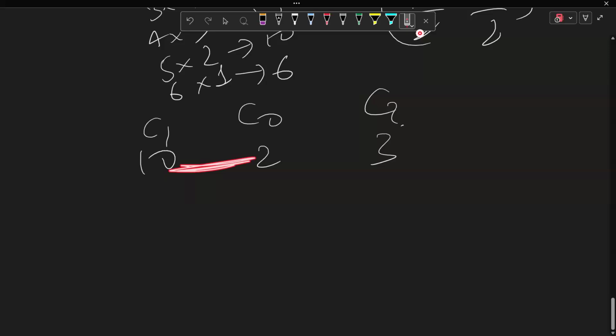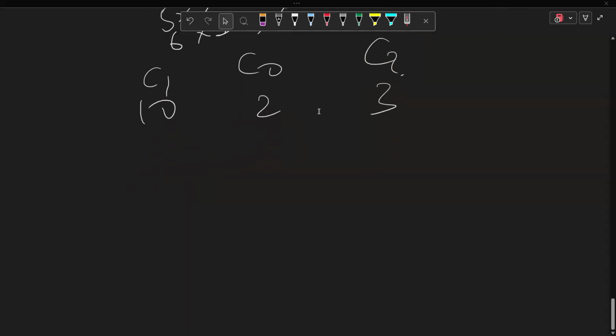So basically you are trying to make both C1 and C0 as close as possible. The closer they are, the greater their product would be. Okay. So I hope that is clear. Now there can be two cases again.